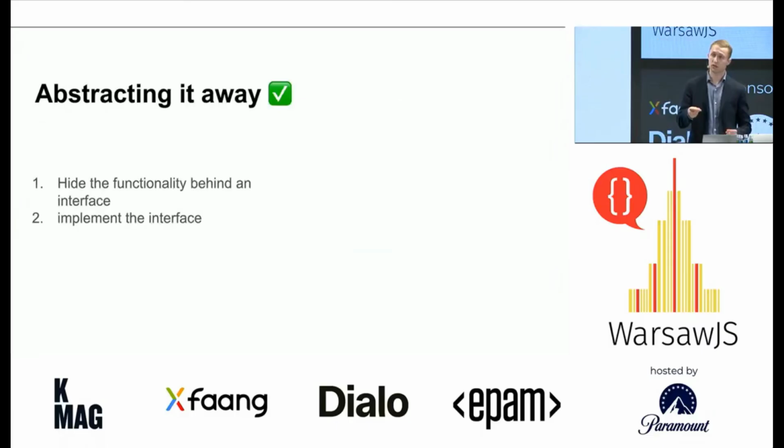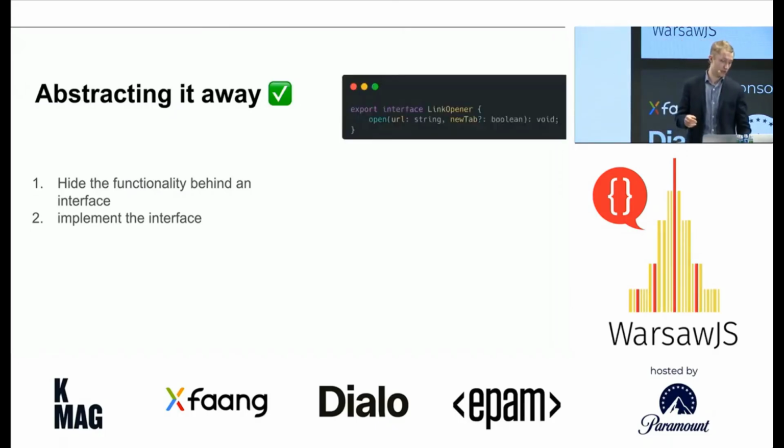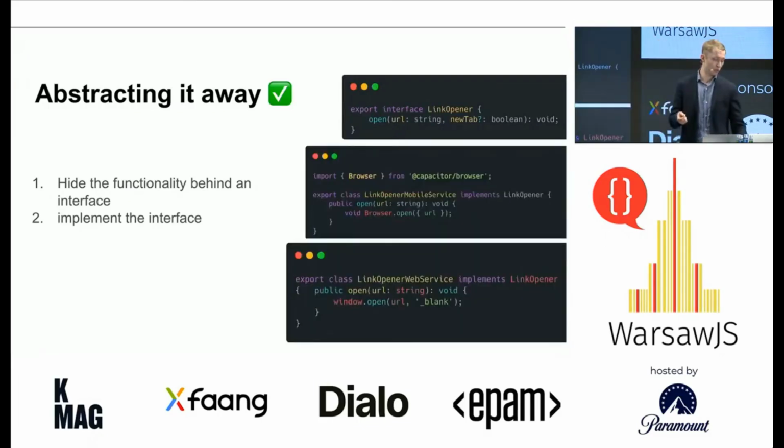And the solution to this is to abstract this behind an interface and create separate implementations of this interface. So if we want to open a link in a new tab, we need an interface LinkOpener with an open method, and we need two separate implementations of this interface. One is for mobile and another one is for web. The one for web just calls what I previously showed, window.open, and the one for mobile calls the Capacitor Browser plugin and opens an in-app browser.